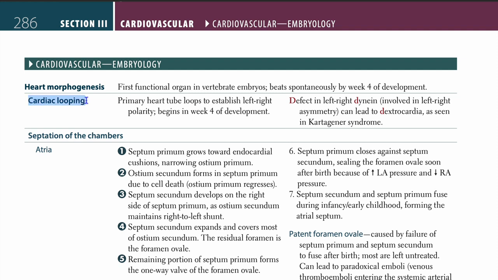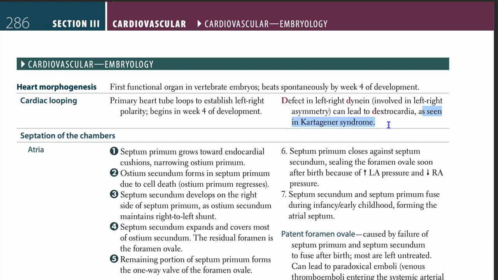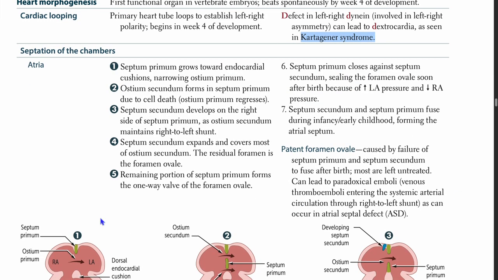Cardiac looping: the primary heart tube loops to establish left-right polarity, begins in week 4 of development. Okay. A defect in left-right dynein, involved in left-right asymmetry, right? So that's when you have dextrocardia. That's when you have the heart on the other side, or the apex. You can feel the apex beat on the right side at the fifth intercostal space instead of the left. It is seen in Kartagener syndrome. That's the one where you differentiate between this and cystic fibrosis.